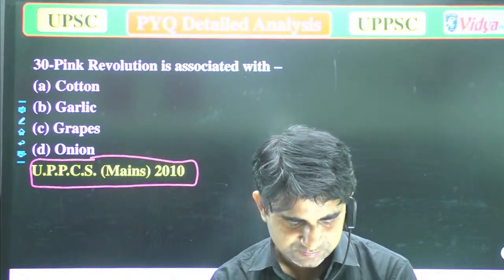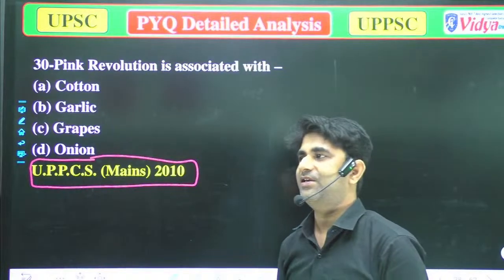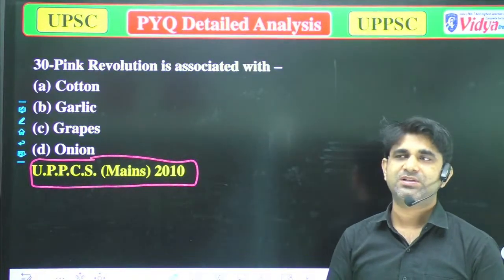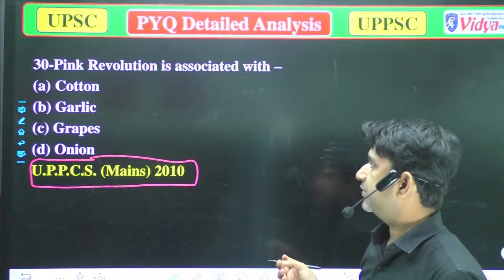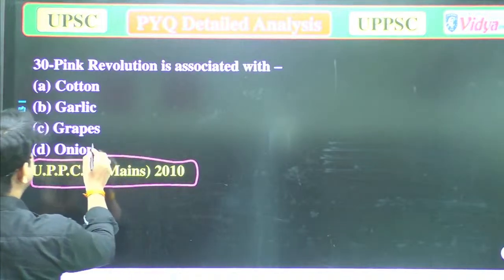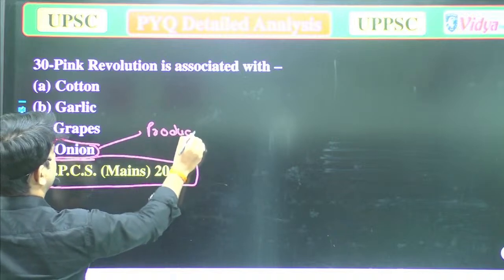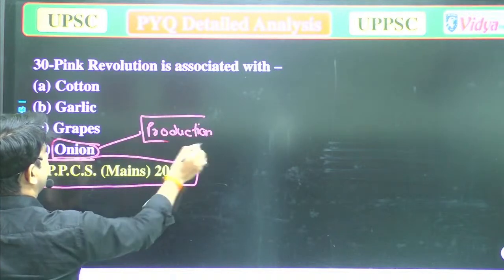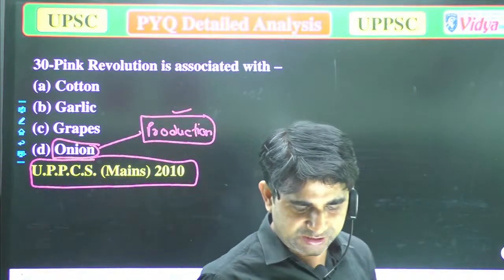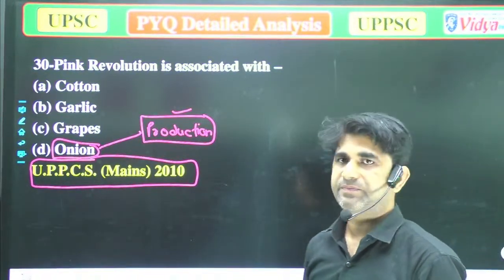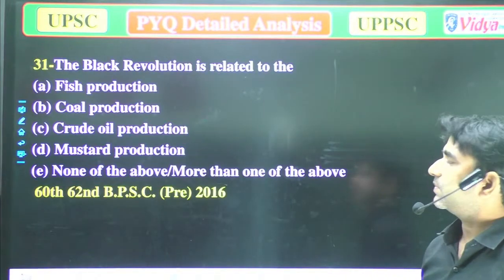I think it's not a tough question. It's a simple question. I think all of you have heard this in class 8th or 9th. Pink Revolution is associated with onion, to increase onion production. So I think now you can correlate which is correct. That's option D.